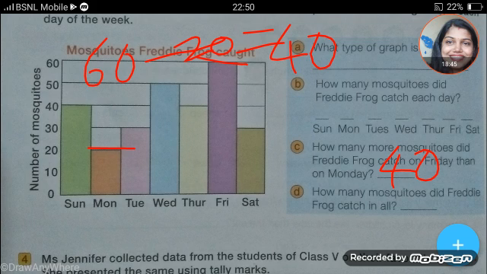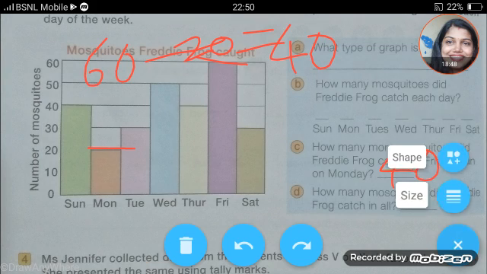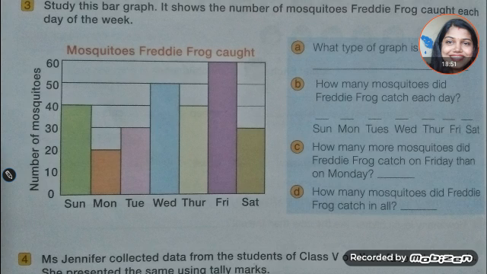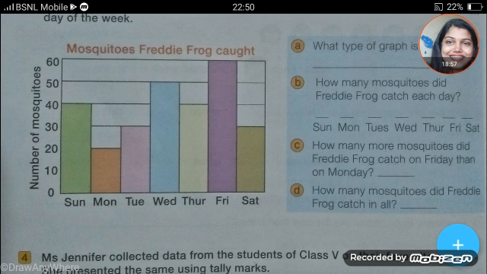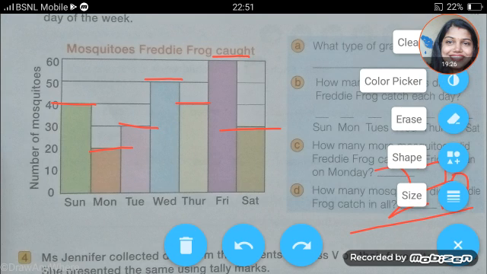How many mosquitoes did Freddy Frog catch in all? So you have to add all the days here, as we have done already in the previous sum. So 40 plus 20 is 60, and 60 plus 30 is 90, and 90 plus 50 is 140, and 140 plus 40 is 180, and 180 plus 60 is 240, and 240 plus 30 is 270. So total mosquitoes is 270. You can also check your answer by adding all the data. I hope this sum is also clear to you all.